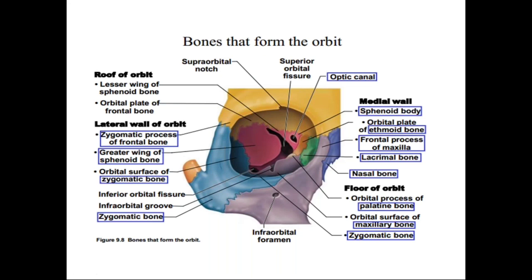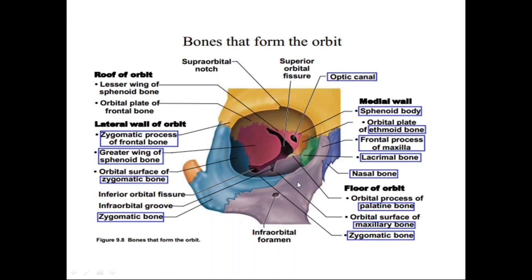Now bones which are forming the boundaries of the bony orbit. Roof is formed by the orbital plate of frontal bone anteriorly and posteriorly by the lesser wing of sphenoid. Medial wall is formed by the lacrimal bone. Next to lacrimal is orbital plate of ethmoid bone. Next to ethmoid is your sphenoid bone. Medial wall is done. Within the medial wall, you have a circular opening, that is your optic canal.